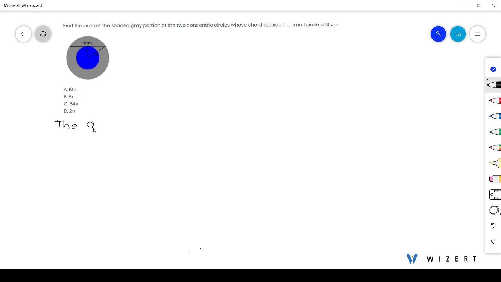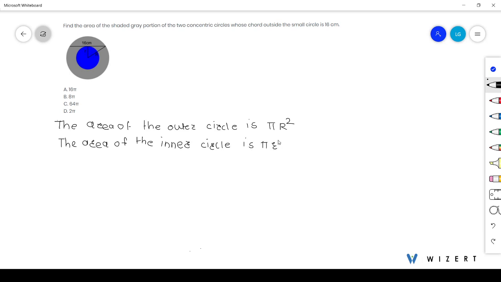The area of the outer circle is given by pi R square, as capital R is the radius of that circle, and the area of the inner circle is pi into small r, its square.